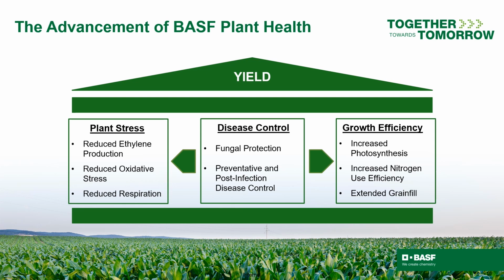So you may recognize this slide from the first video where we talked about how Headline AMP really was the next iteration in BASF's plant health portfolio by trying to increase the level of disease control consistency that we got compared to Headline launched there in the mid-2000s. But I want to focus in this video on all three of the aspects that we see in here, not only the disease control, but also how we are providing plant health benefits in terms of the growth efficiency and then mitigating plant stress as well.